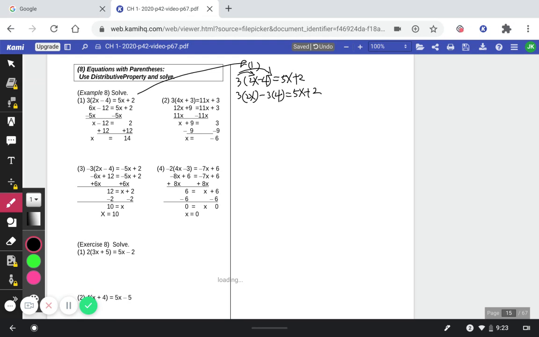So if you simplify further, you got 6x minus 12 equals 5x plus 2. Now you have x's on both sides. You move the smaller x, so minus 5x on both sides. So x minus 12 becomes 2. And plus 12 to get rid of the negative 12, so you can have x alone on the left side of the equal sign. So x becomes 14. So that's how you do number 1.